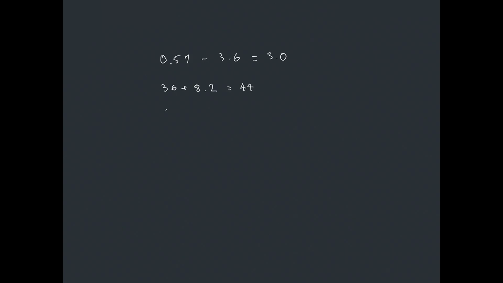And if we have 41.33 minus 6.33, we have 35.00.